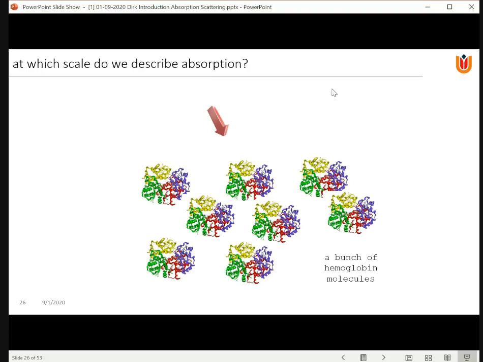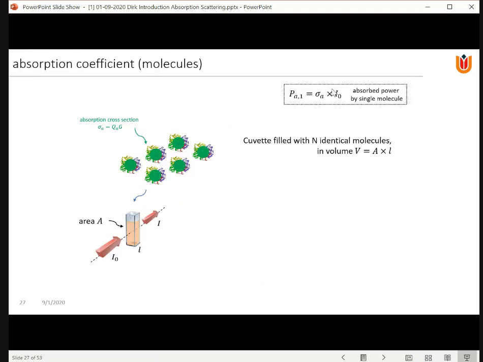Okay, then. So this was a pretty straightforward description introducing absorption efficiency and absorption cross-section for a single molecule. But now the question is, can we use this as well if we want to describe bunches of molecules, which is a much more realistic situation? And of course we can.